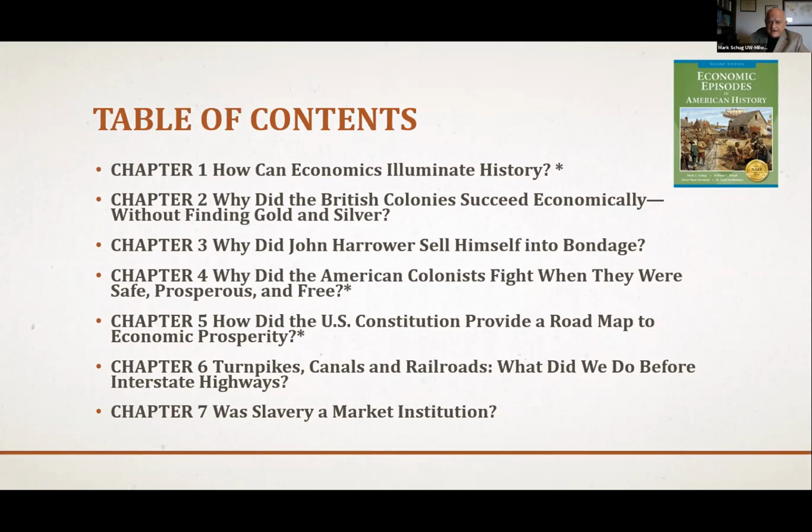Why do you fight when you're safe, prosperous, and free? Scott talked about that. This is a transportation chapter that's very important: turnpikes, canals, and railroads. What did we do before the interstates? And sort of the economics of transportation at the time.